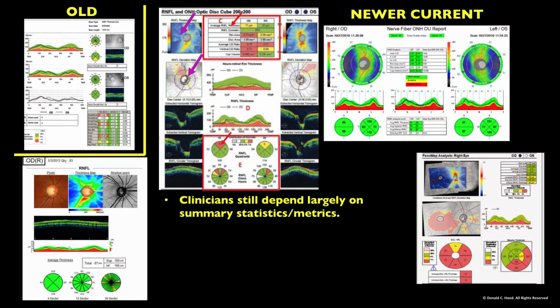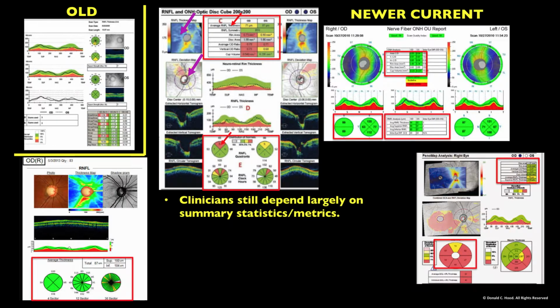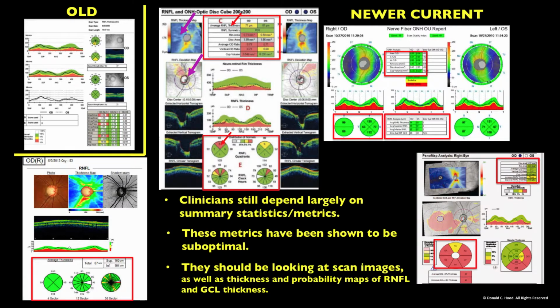The point I want to make here is clinicians still depend largely on these summary statistics, quadrant thickness, overall thickness. And I'm going to tell you later that these metrics have been shown to be suboptimal. What they should be doing is looking at images. Some of these reports don't even have the image on it. This is a beautiful technology with beautiful images. And if they do have the images, they're often very small. Of what use is that image, I ask you, or that one?